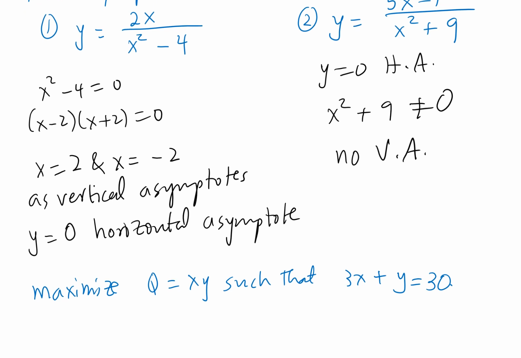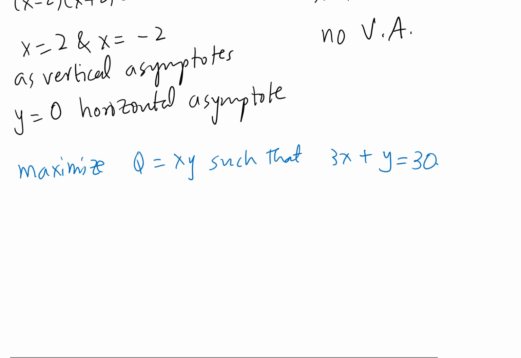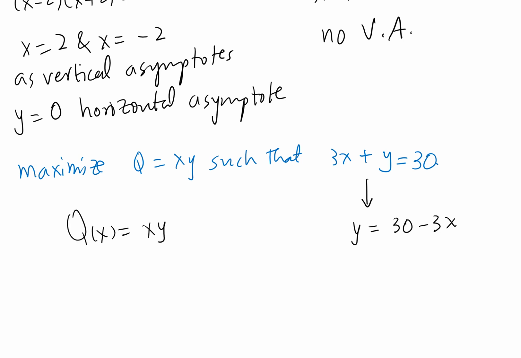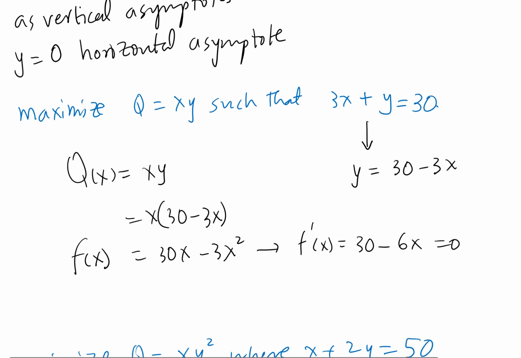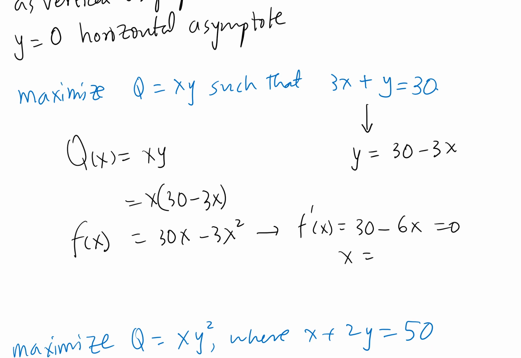Next one is maximizing this. So what do we do? We solve for y from here and substitute it into the q. 30 minus 3x. That would give us 30x minus 3x squared. That's a function in x now. So we need to find its derivative, 30 minus 6x, and set it equal to 0. That will give us x equals 5.